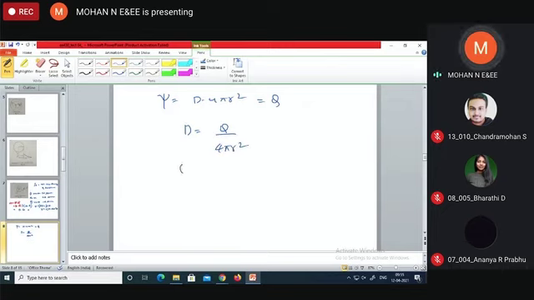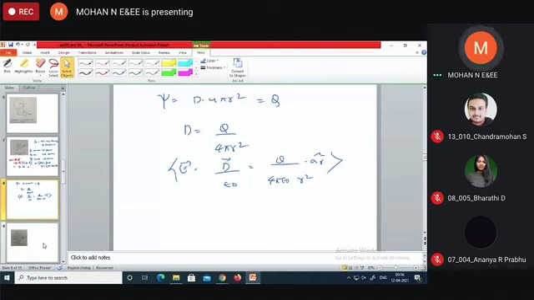Okay. And now I want the E vector. That is, E vector is equal to D by epsilon naught, which is Q by 4 pi epsilon naught r square into a_r cap. So this is the expression for the field at a point outside the sphere. Very simple. Without any integrations, we have done it. A double integral or triple integral, we have not used it. Next.